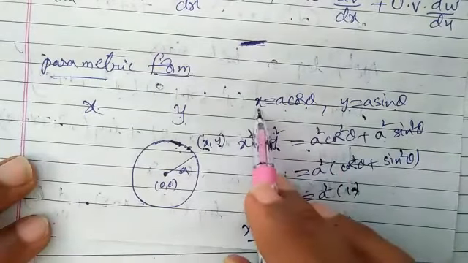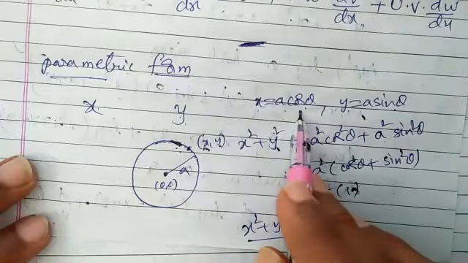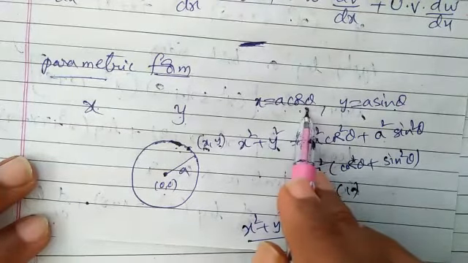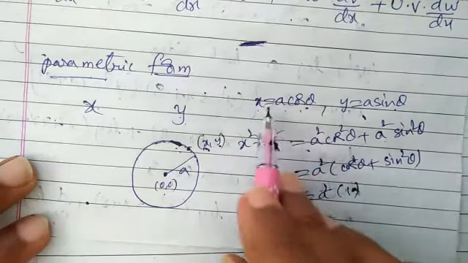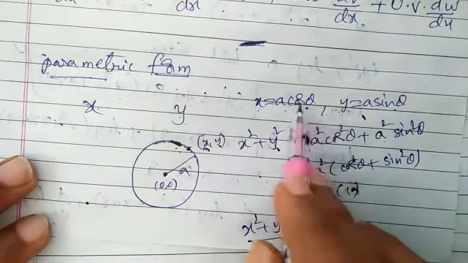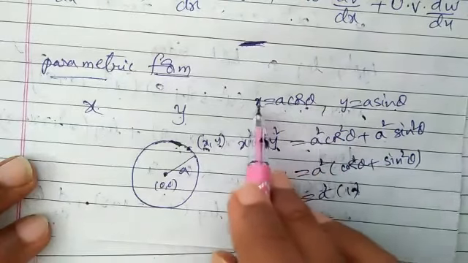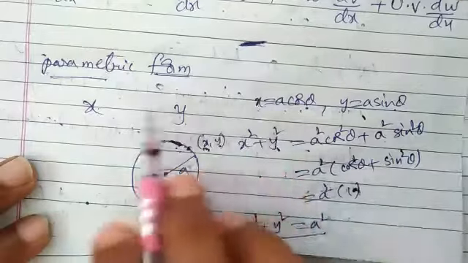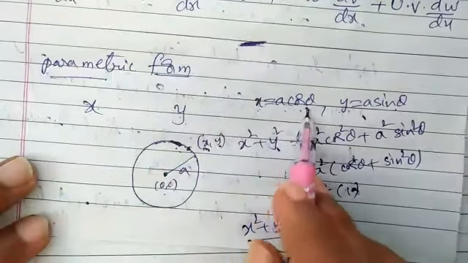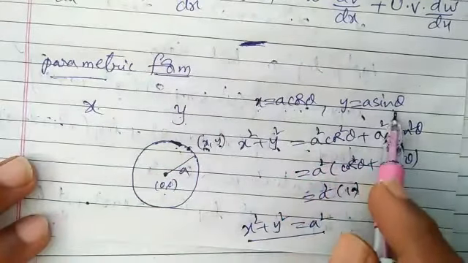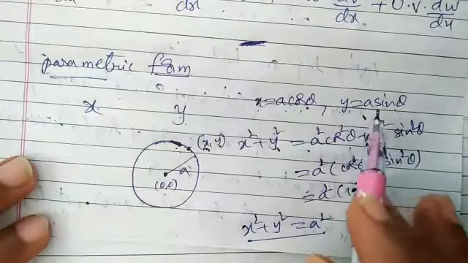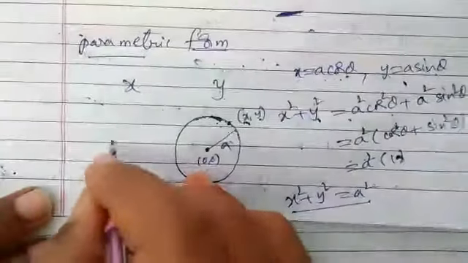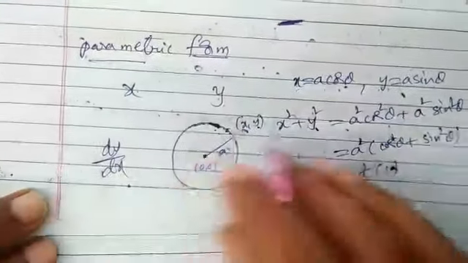Parametric means instead of one variable we are taking one more variable. What is the use of it? This variable makes a relation between these two variables, x and y. That's why we call it a parametric form. x equal to a cos theta, y is equal to a sin theta, we call these the parametric forms. By using these parametric forms, again we are going to find dy by dx.